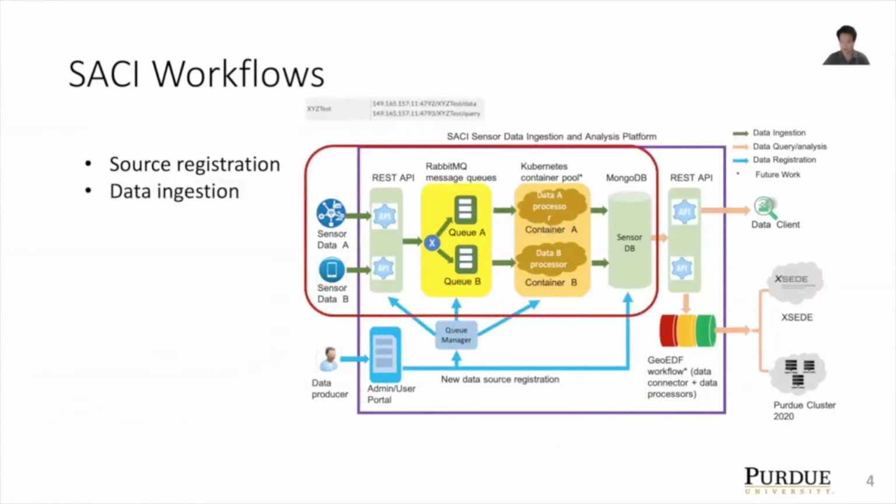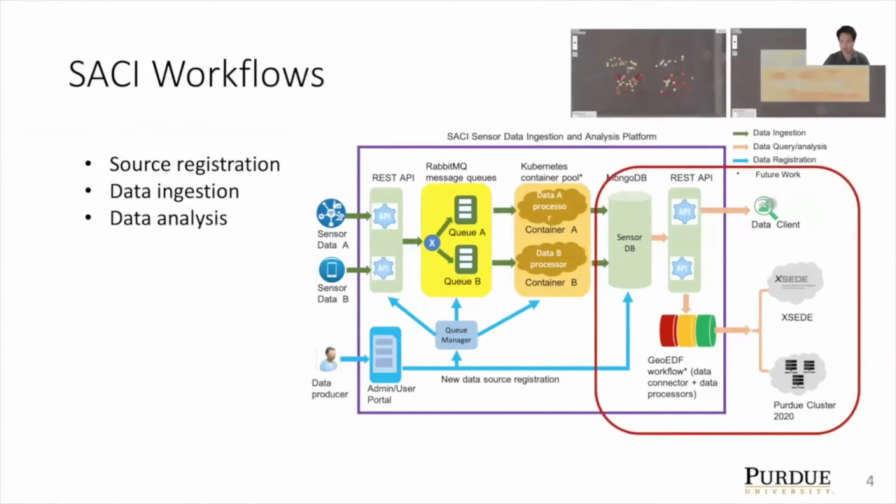Next is the data ingestion. Using the API endpoint, each device or sensor can send data into our system. Once the data arrives in our system, it is passed to the dedicated queue and waits to be processed by a processor for that data source. After the containerized data processor receives the data and performs the necessary pre-processing steps, the data is stored in its data table.